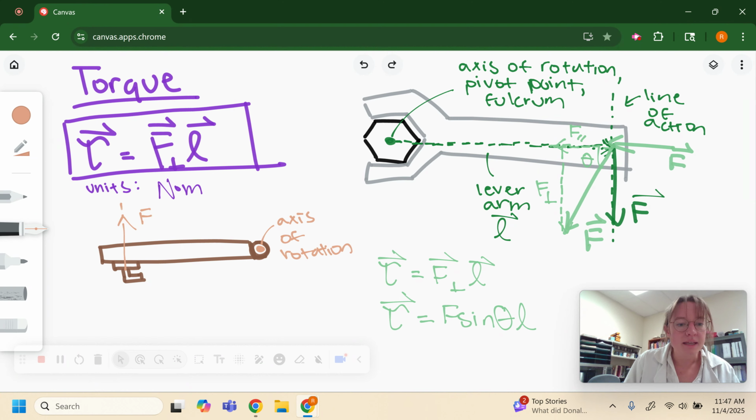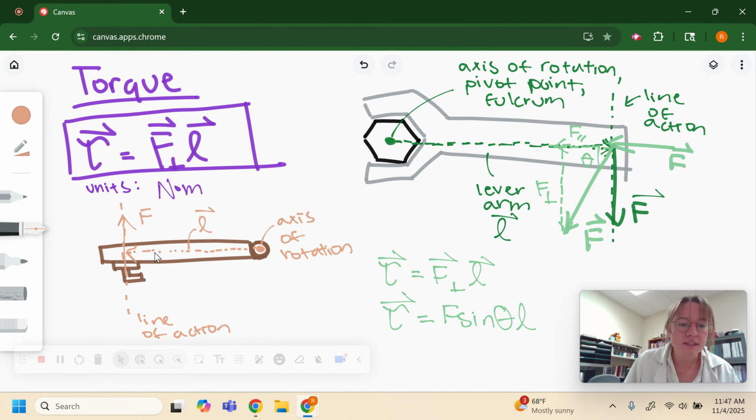That makes this line right here my line of action, where the force is applied. The length of my lever arm then is the distance between my axis of rotation and my line of action. This right here is the length of my lever arm, L, like so.